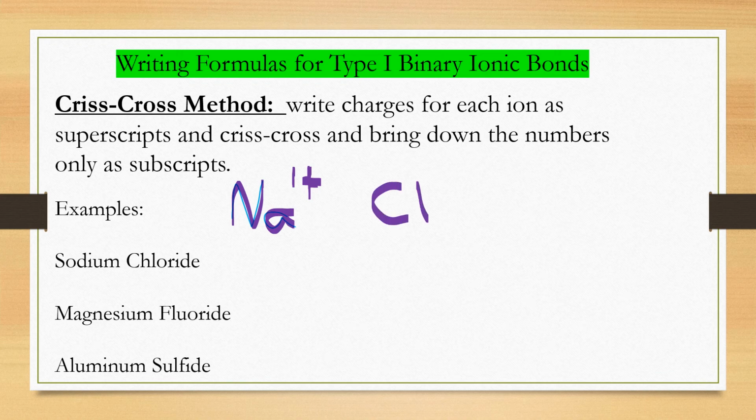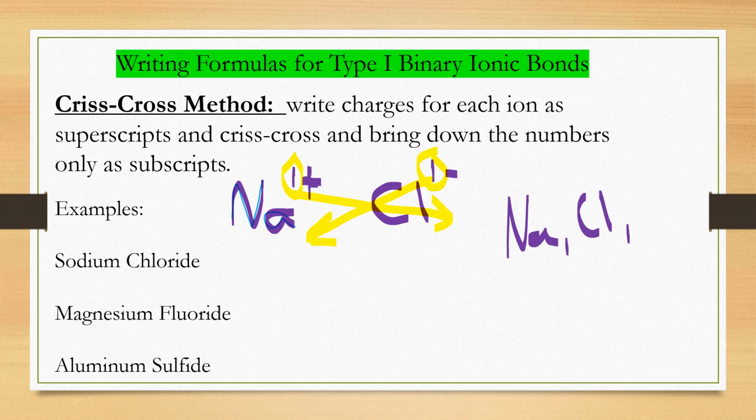Chlorine is in group 17, and using your rhyme, it has a 1 minus charge. So what you do is you take the number from up here and you crisscross it and bring it down as a subscript. So what you would get here is Na1Cl1. Those ones can actually cancel each other out. If you have the same numbers as your plus and your minus, they're going to cancel each other out. Another way to think about this is you want to get rid of them anyway, because in math, if you have an x that tells you it's 1x, you usually don't write a 1 in front of it.